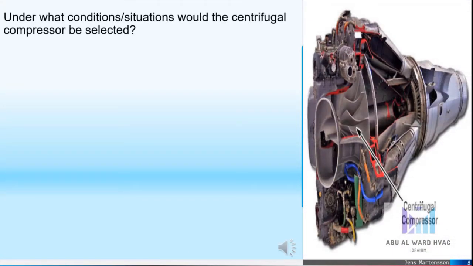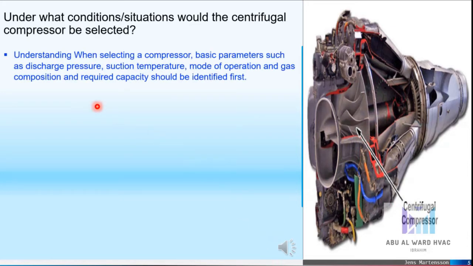Next question, under what situations should the centrifugal compressor be selected? When selecting a compressor, basic parameters such as discharge pressure, suction temperature, mode of operation, gas composition and required capacity should be identified first.